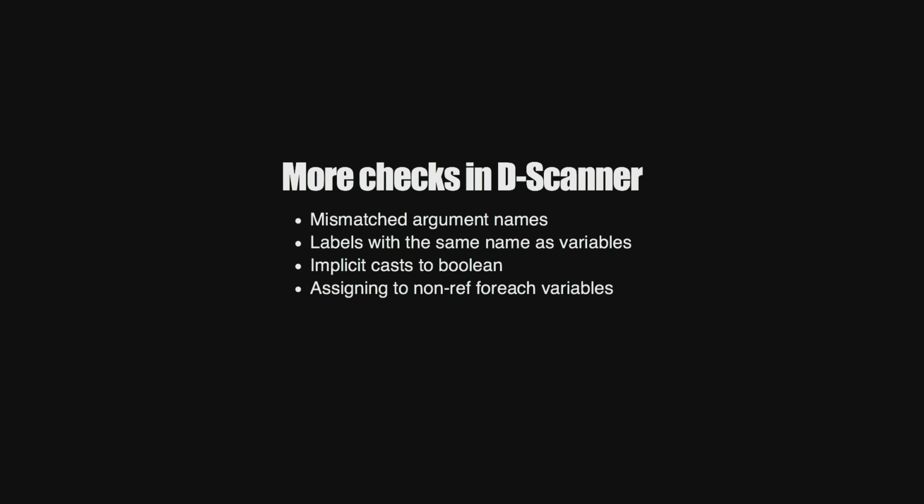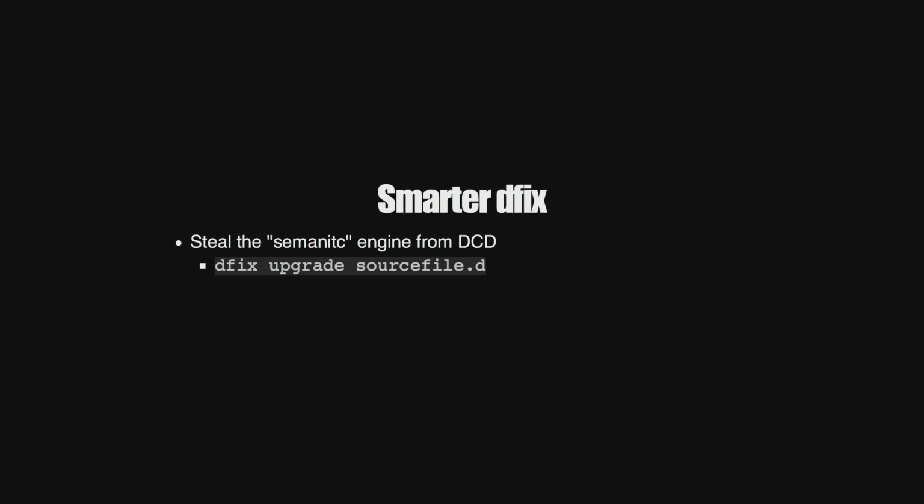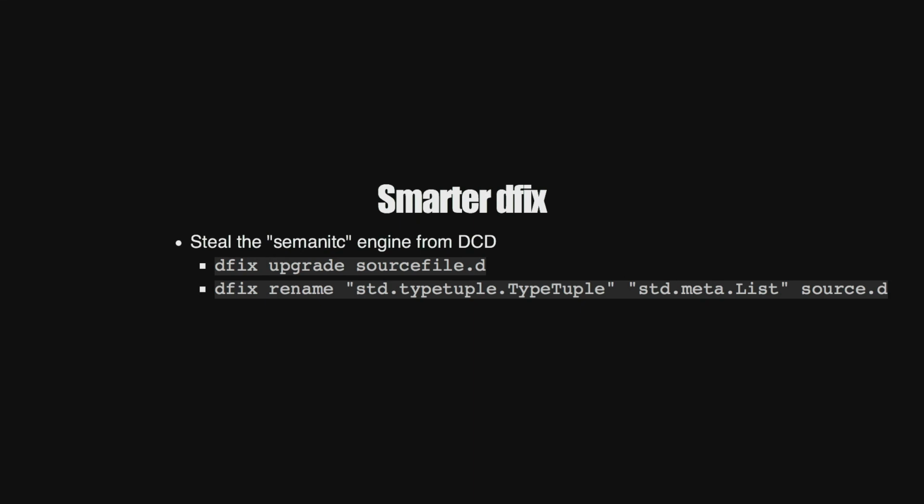Assigning to non-ref foreach variables. Not a good idea. Check for unused imports. Okay, smarter defix. So using that same stuff I talked about from DCD, we can keep the existing functionality, which is to upgrade from one version to the next. Or we could say defix rename and then, for example, fix that silly type tuple nonsense forever. Because if you have enough information to say, this identifier here is actually that symbol, you can do a rename pretty easily.